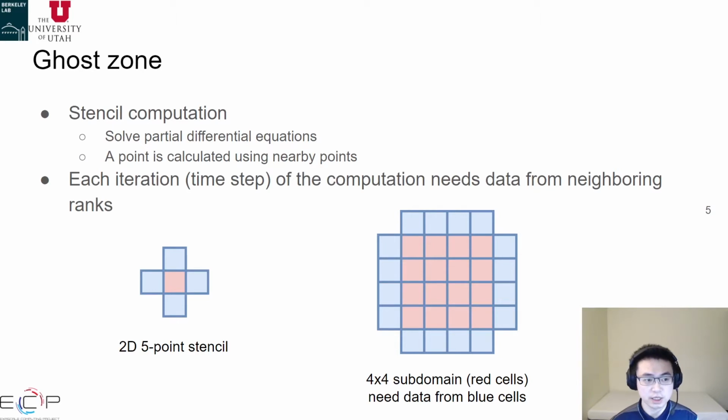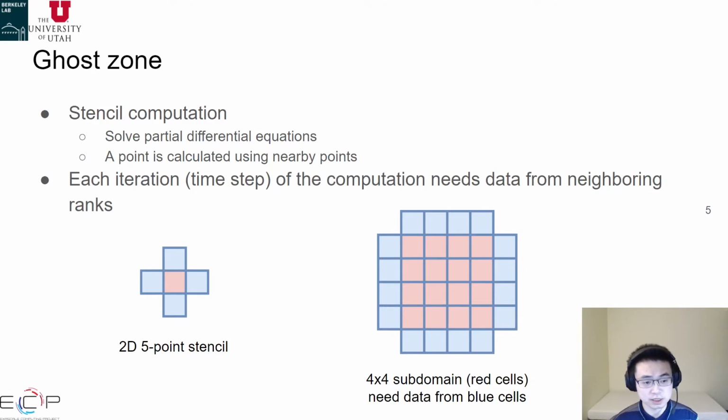Stencil computation is commonly employed to solve partial differential equations. It is characterized by its access pattern of computing the value of a point using nearby points. And here we have an illustration of a 2D 5-point stencil, where the value for the red cell is computed using the blue cells and the red cells from the previous iteration.